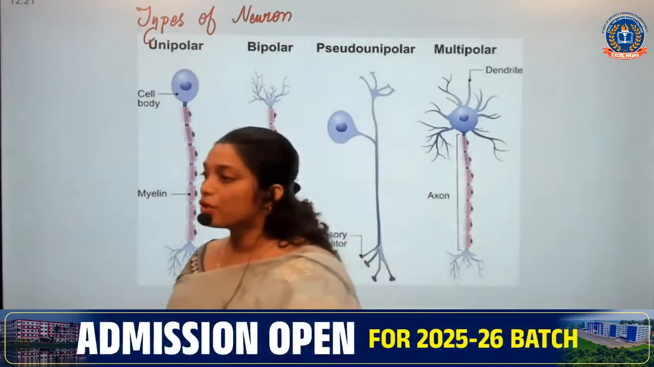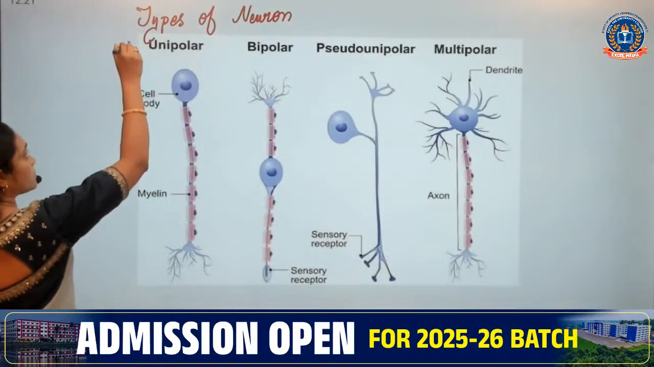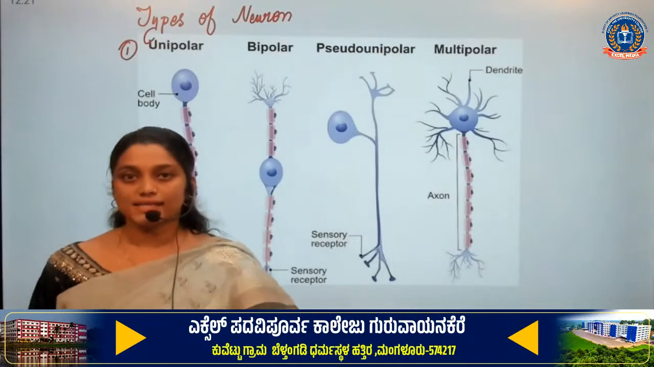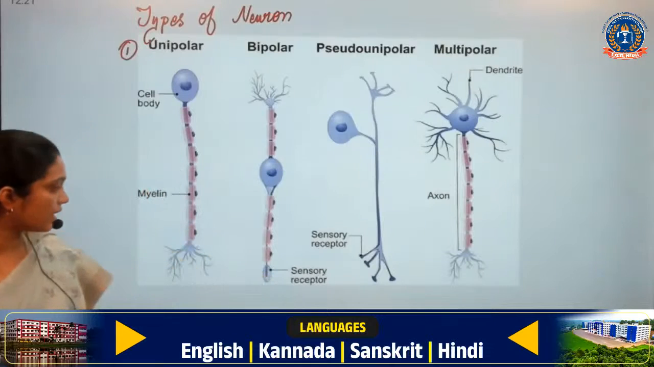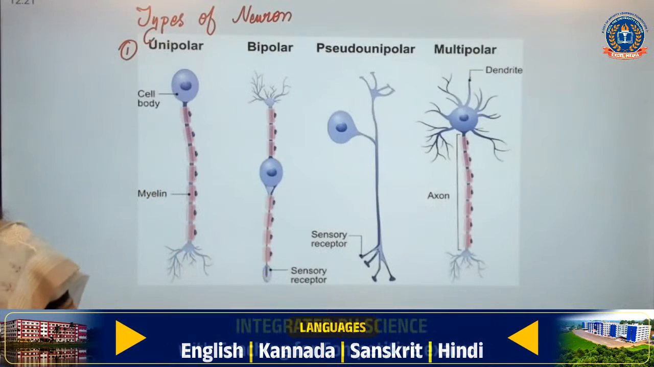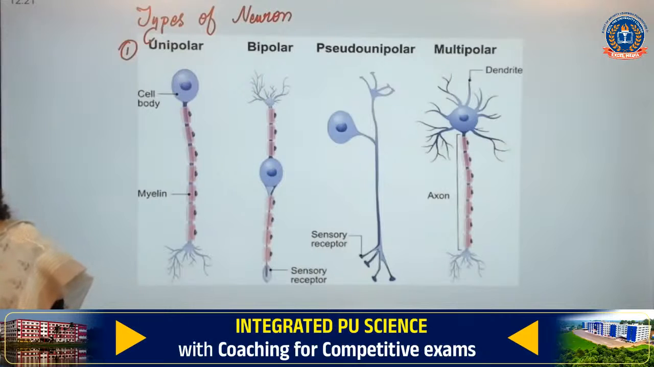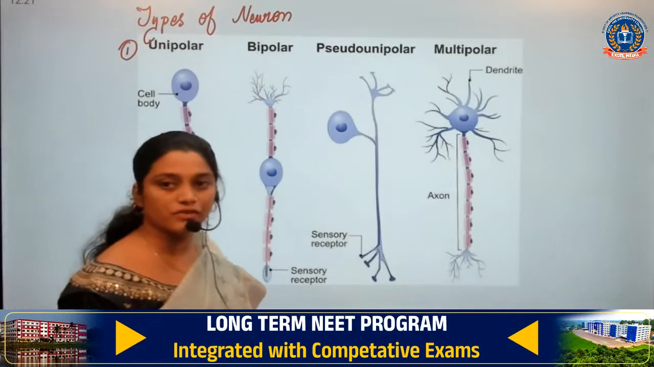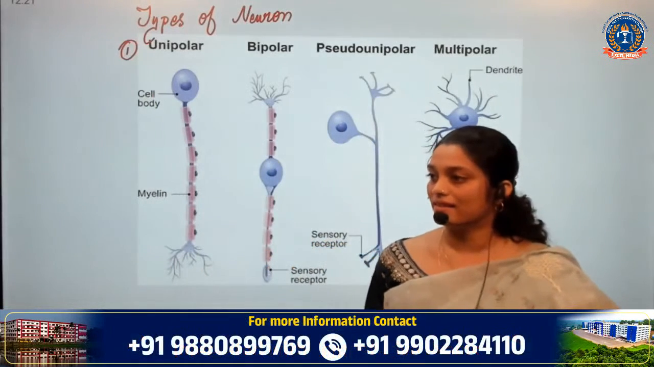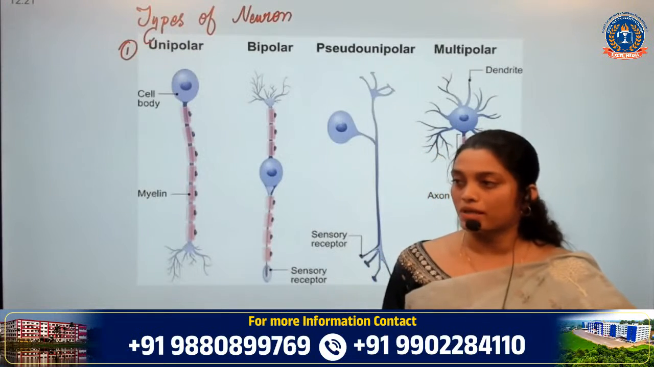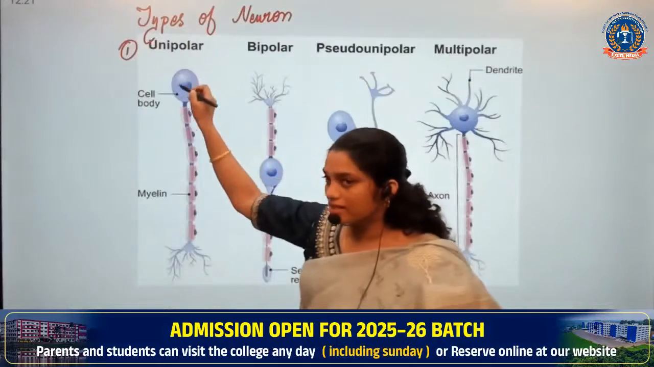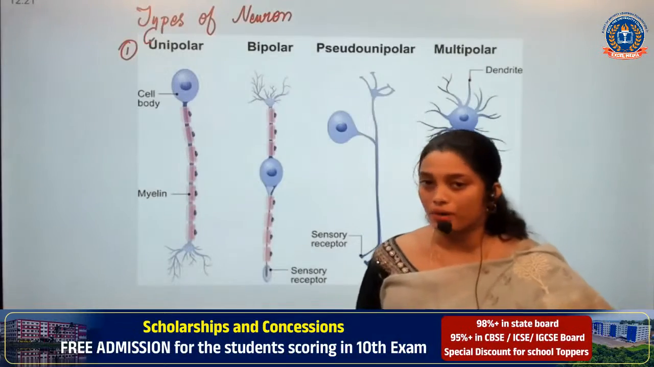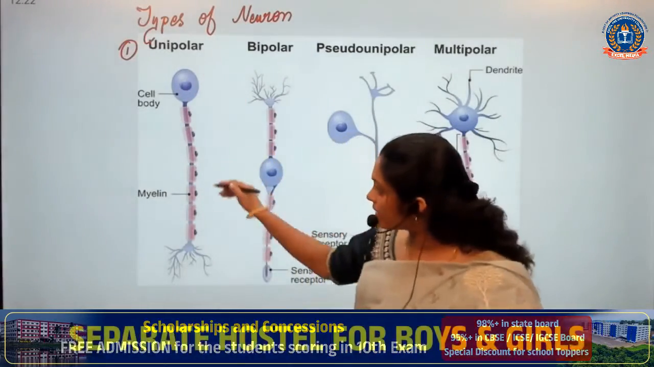The first one is unipolar neuron. What difference can you see in comparison to the previous structure that we studied? Is there any structural difference that you can see? Can you see the dendrites over here on the cell body? Is it present? No, right? So unipolar neuron doesn't have any dendrites and it has one axon.